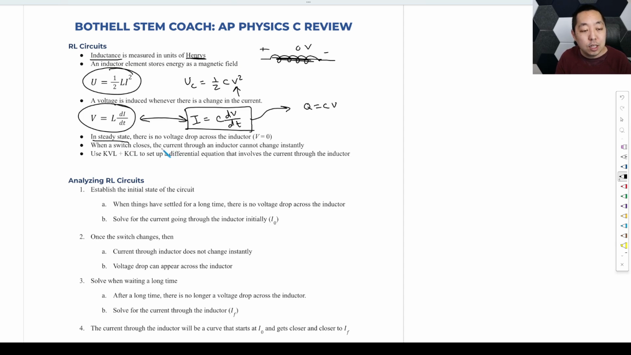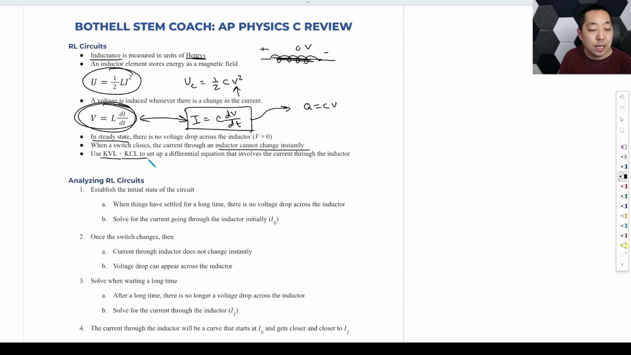When the switch closes, the current through an inductor cannot change instantly, and it comes from this part here. If the current were to change instantly, then the flux would change instantly, and that would create an infinite induced EMF. And that's not physically possible. So it's got to take time for the current to change, otherwise we'd have infinite voltage. So when a switch closes for a capacitor RC circuit, we say the voltage on the capacitor cannot change instantly because the charge can't change instantly. But here in an inductor, it's the current that cannot change instantly. So we focus on the current part.